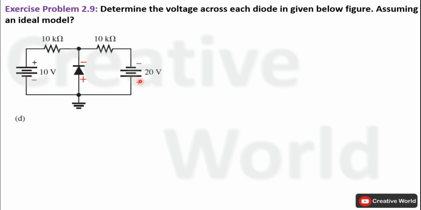So in this manner, this diode will be in conducting or forward biased mode, and because of an ideal model, this diode will have no potential barrier or no voltage drop across it. So voltage across this diode will be equal to 0 volt. This was all about chapter 2 exercise problem number 2.9.